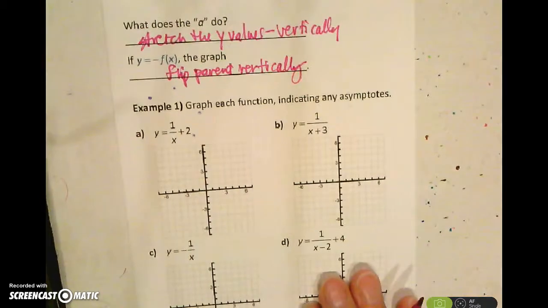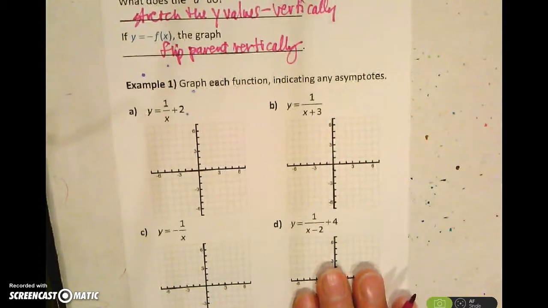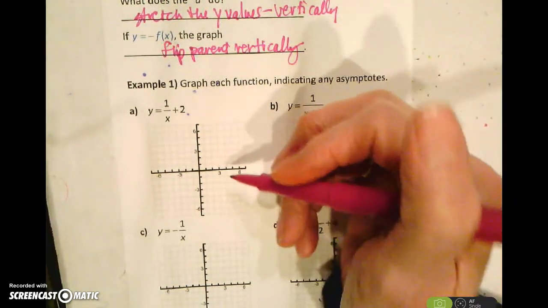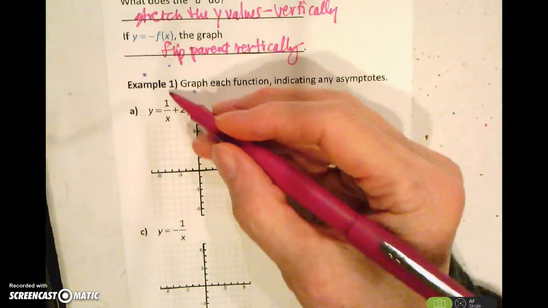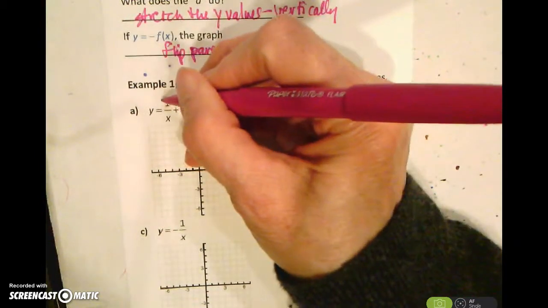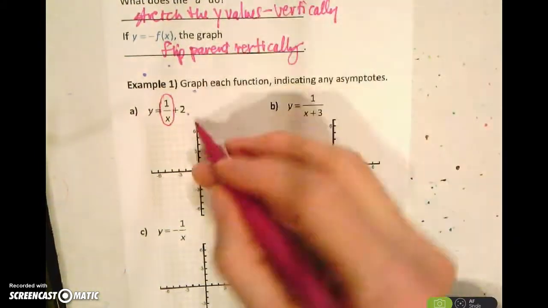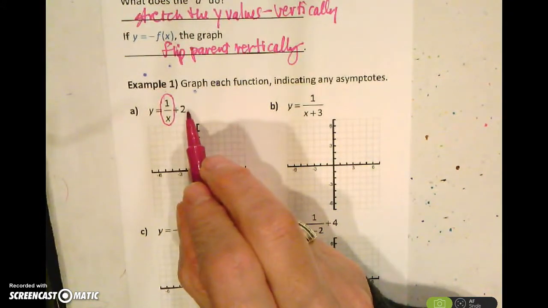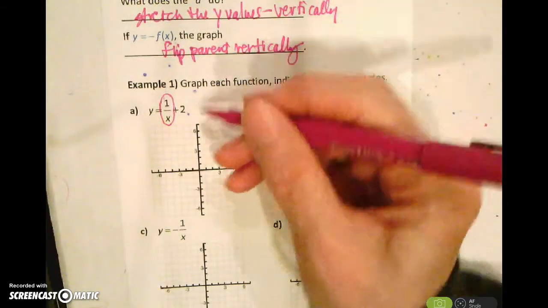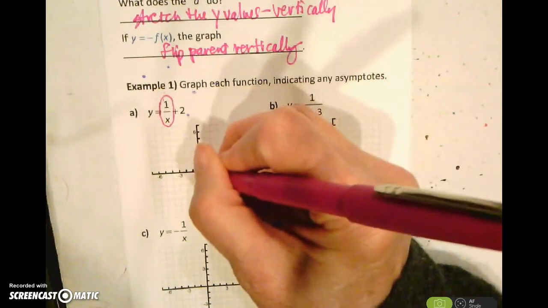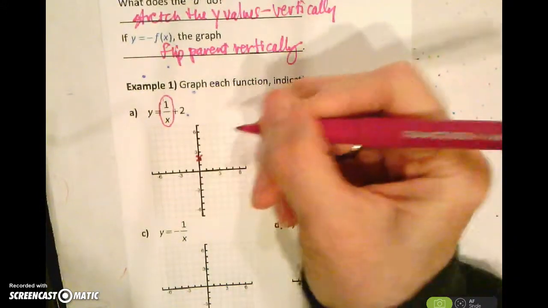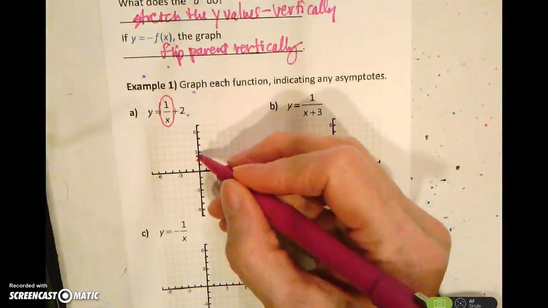All right, so let's see what this looks like when we apply it to the parent 1 over x. So keep in mind what those parent points were. Okay, so here's my parent. So you see my parent right there. And what's happened to it is we've added 2. So when we add 2 on the outside, it's going to move the whole parent up. Now what's going to move up 2 places? I'm going to put a little x here. So my origin is going to move up 2.